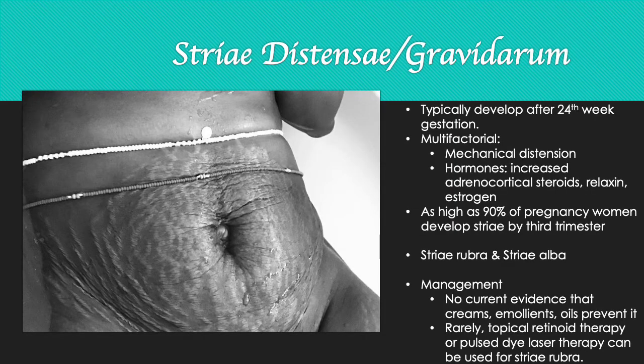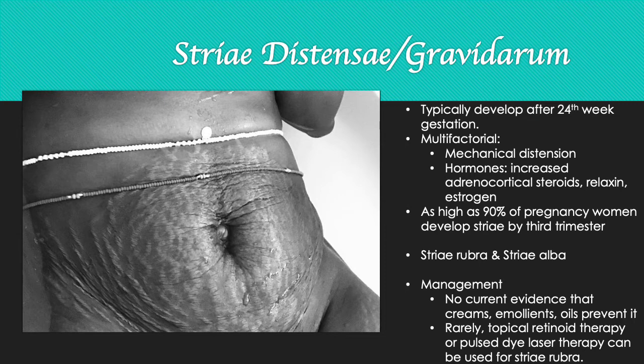So, common things being common. This is what, in the general world, we call stretch marks. The more scientific word for them is Striae Distensae or Striae Gravidarum. And as you can see here, they're mostly located on this young lady's belly. They usually develop after about 24 weeks gestation.